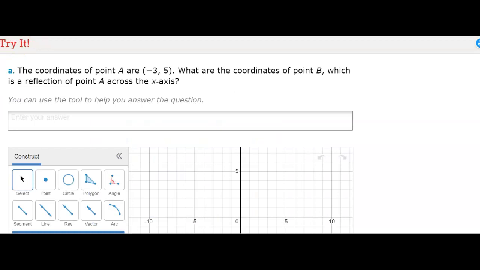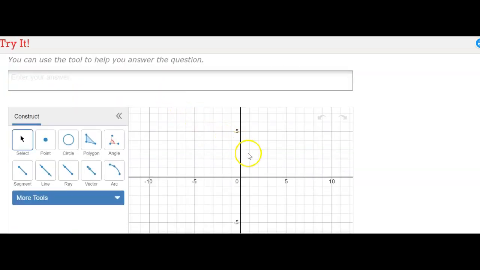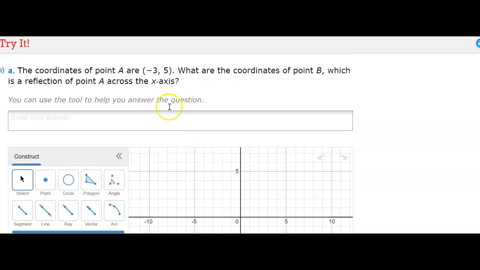Part A. The coordinates of point A are -3, 5. What are the coordinates of point B, which is a reflection of point A across the x-axis? First, we need to graph point A. So -3 is on our x-axis, so it'll be here to the left. +5 will be on our y-axis up here. So let me put my point. So -3 would be 1, 2, 3, and then I'm going to move up to 5. So it'll be there. So now that is point A.